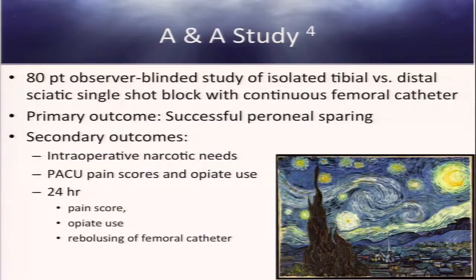This was an 80-patient observer blinded study of isolated tibial versus distal sciatic single-shot block, and they used continuous femoral catheters for the femoral pain fiber block. The primary outcome for this was actually to see whether they could do successful peroneal sparing. There have been studies before that showed that they were unable to successfully spare the peroneal nerve in a consistent manner. Secondary outcomes, however, were intraoperative narcotic needs as well as the pain score and opiate use, both in the PACU and then for the next 24 hours.